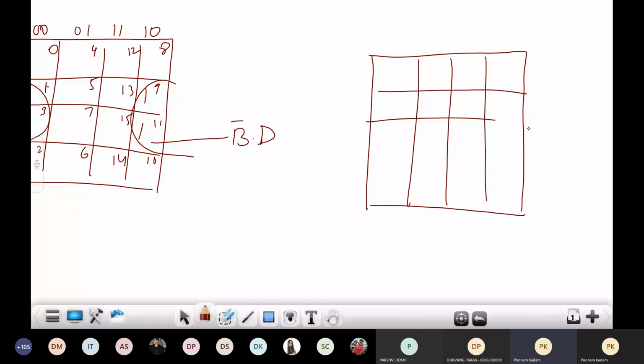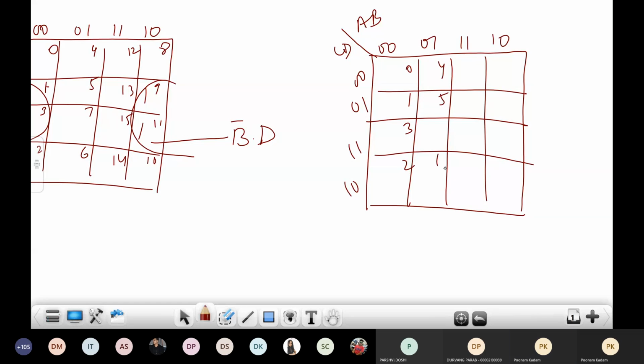Let's say we have ones present in all the 4 corners. Here, here, here, and here. Ones are present at cell number 0, cell number 2, cell number 8, and cell number 10.